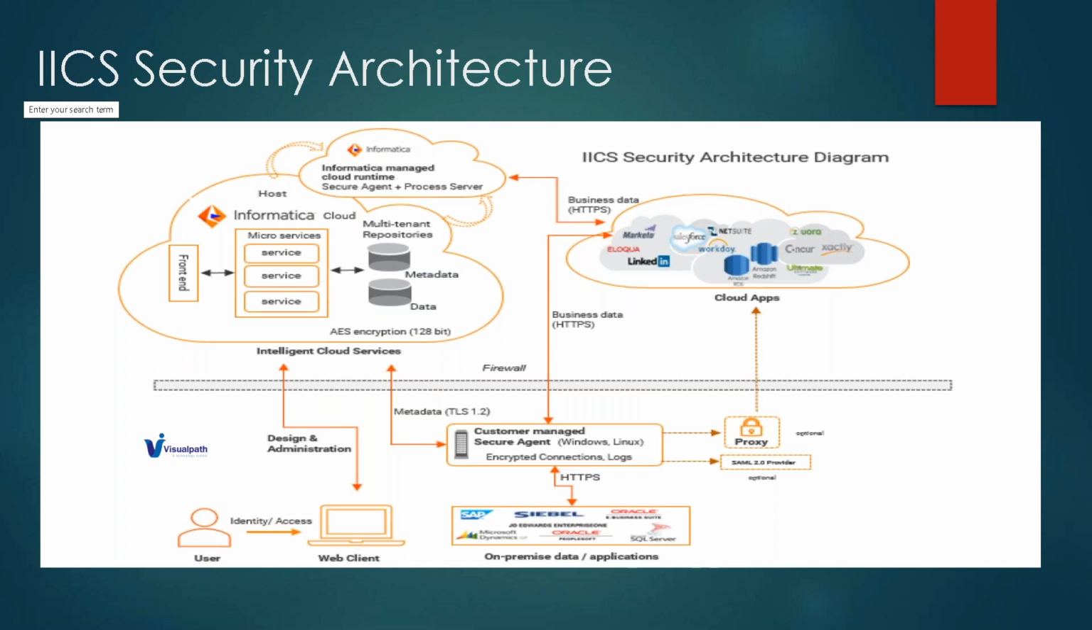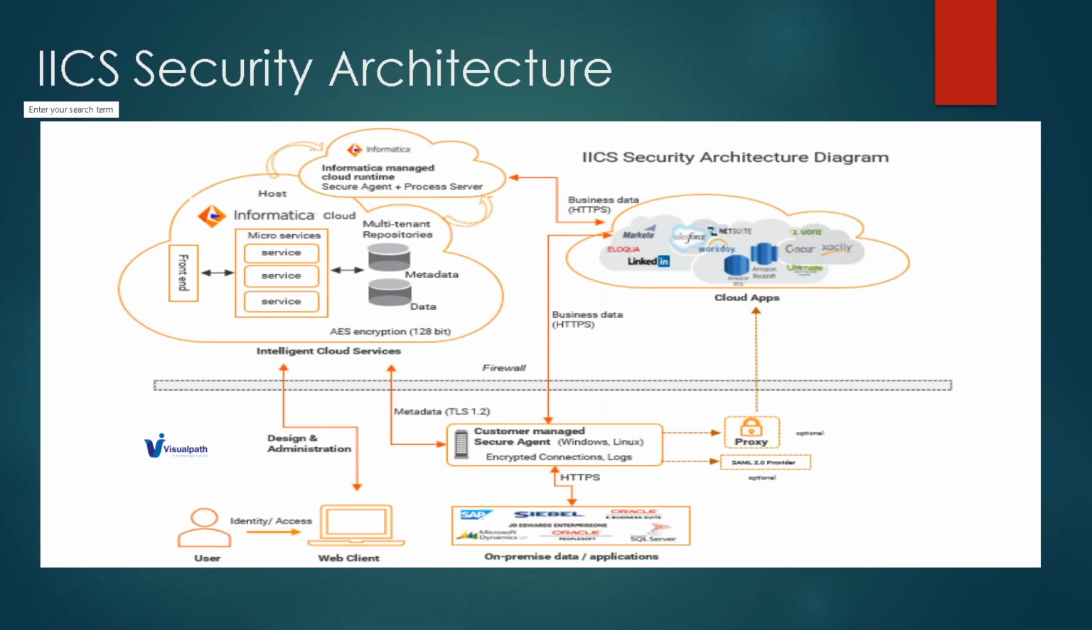For this architecture diagram that you see, the business data is exchanged through the HTTPS protocol, and we have different cloud applications like Salesforce, Workday, or LinkedIn, or any external source systems that can be accessed through this HTTPS protocol. And if you look at this, the firewall is something which is customer managed.